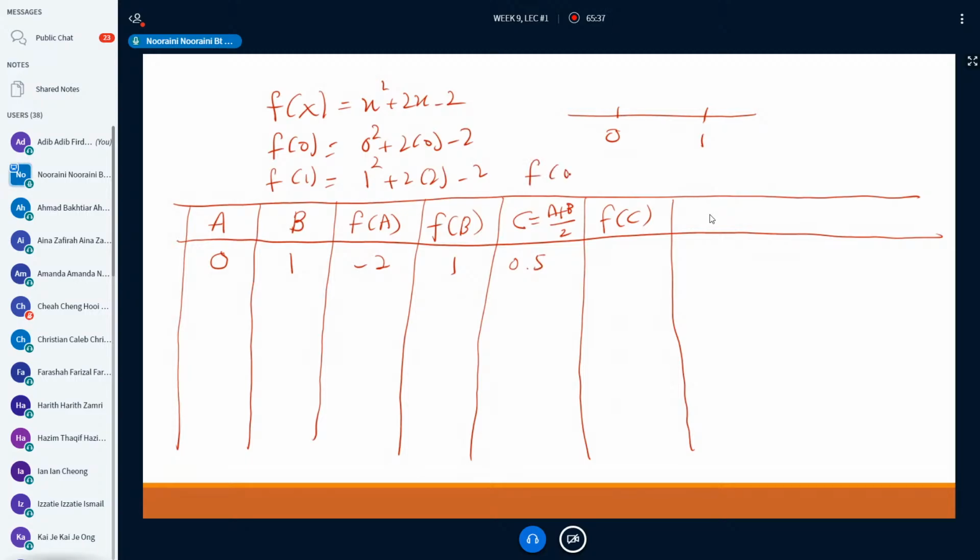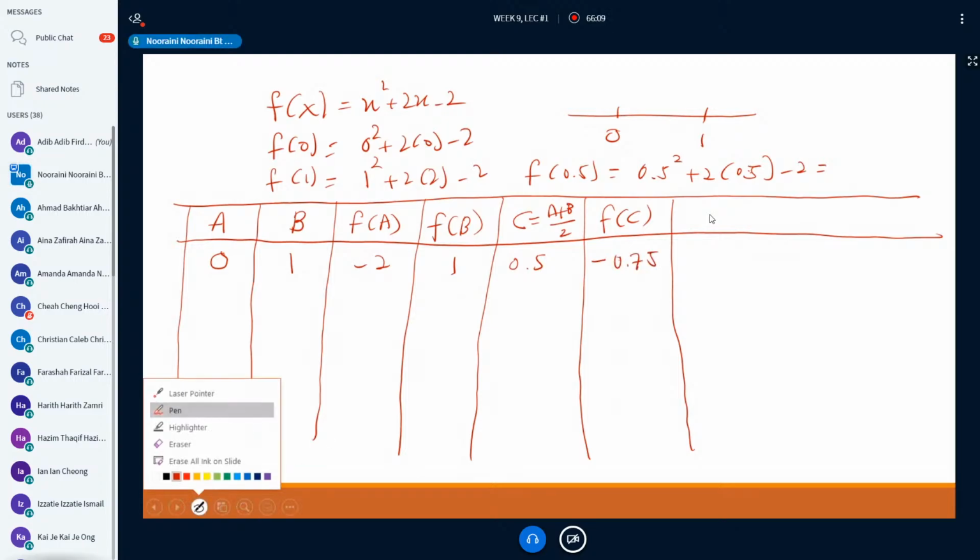Then FC, you substitute 0.5 here. If you substitute, what is the answer? Use your calculator. Numerical methods mean you need to use a lot of calculator to get the answer. Here I get negative 0.75. So you look here, FC is negative and FA is also negative, so you need to change this A value. We don't want the value 0. What we want now is you change this 0 to 0.5.